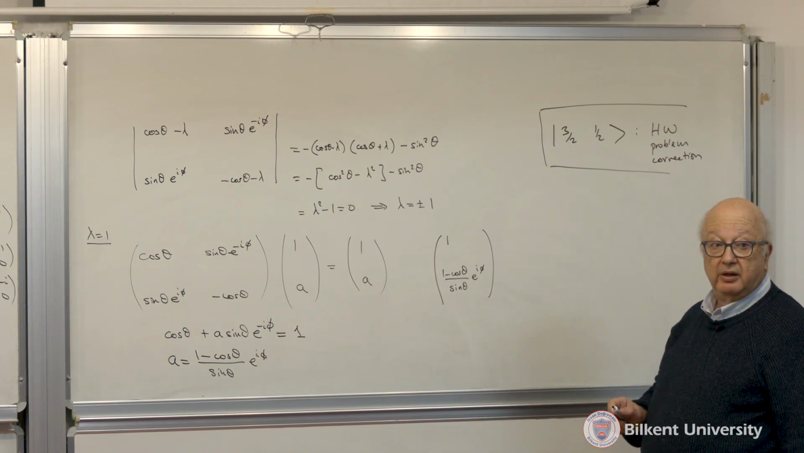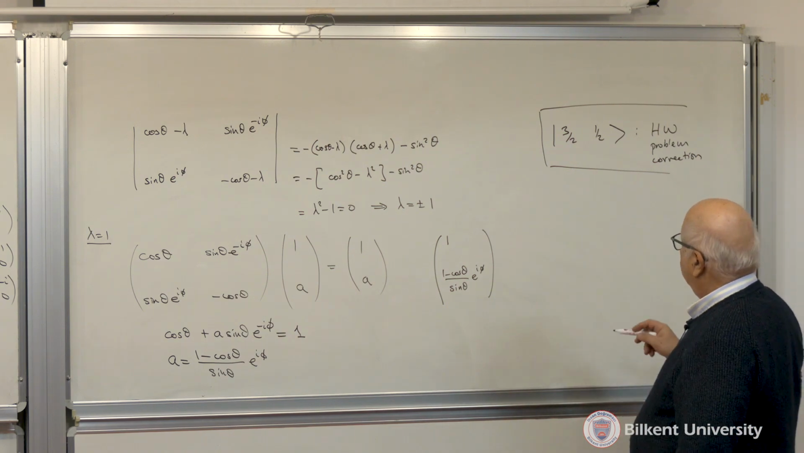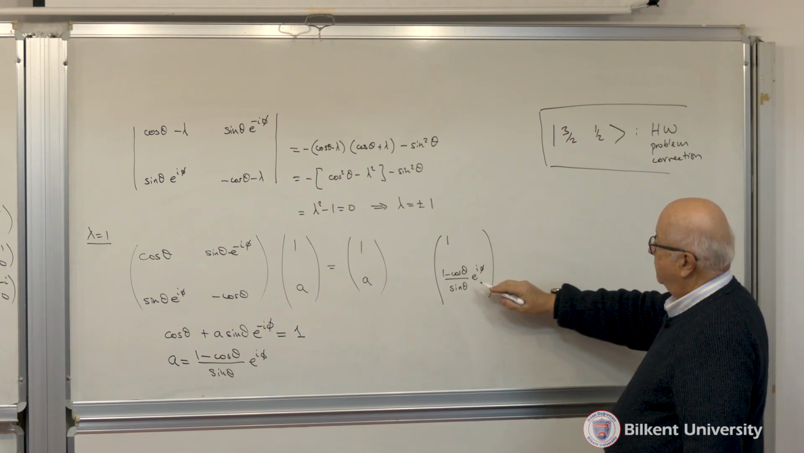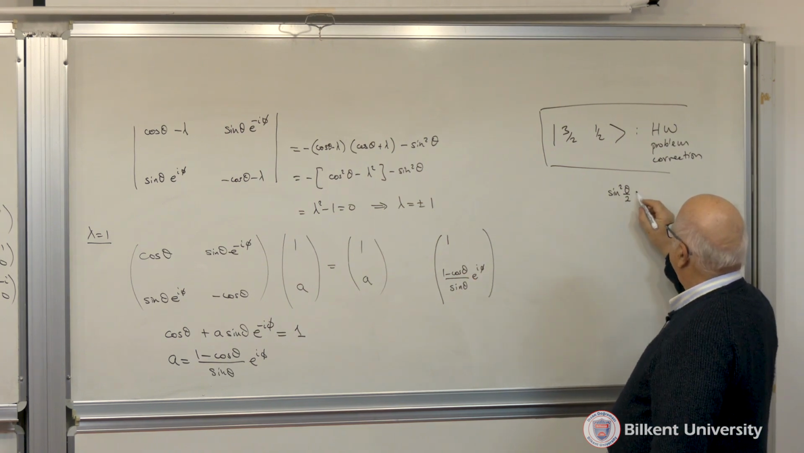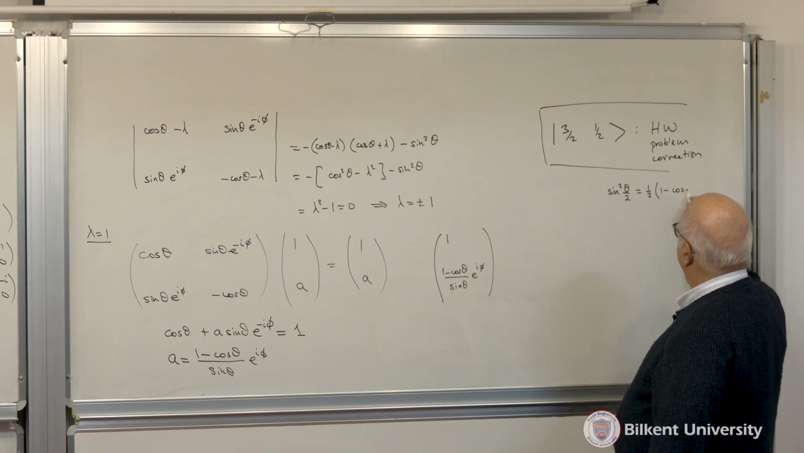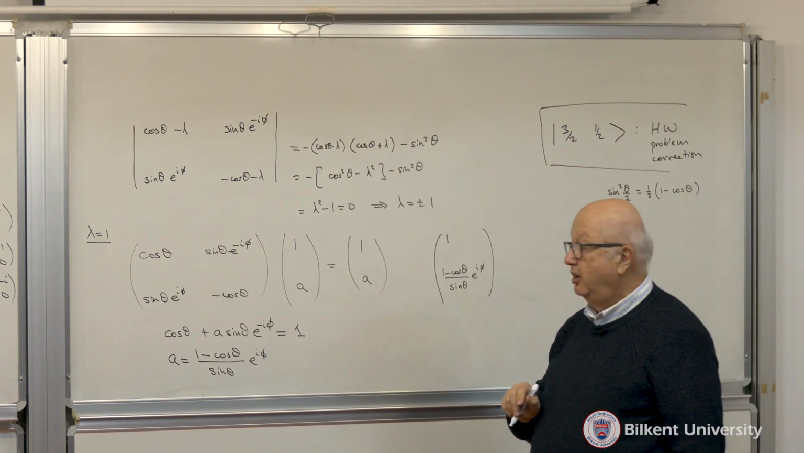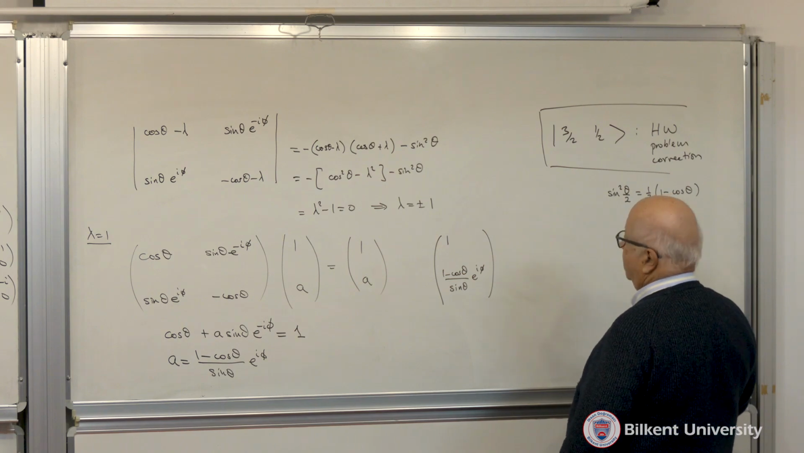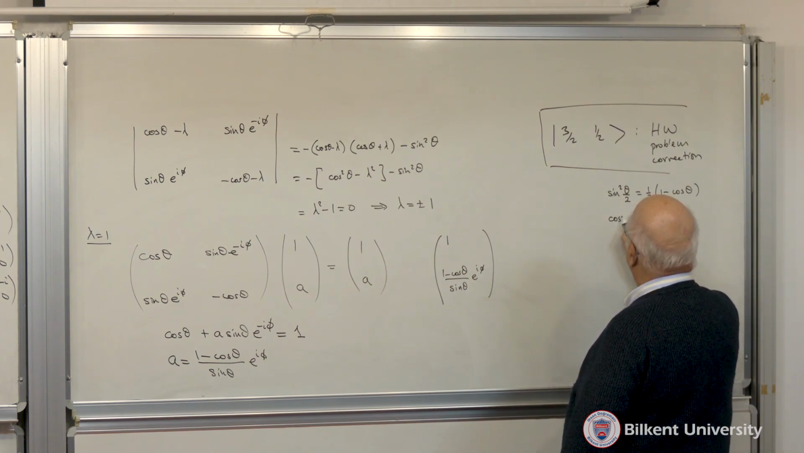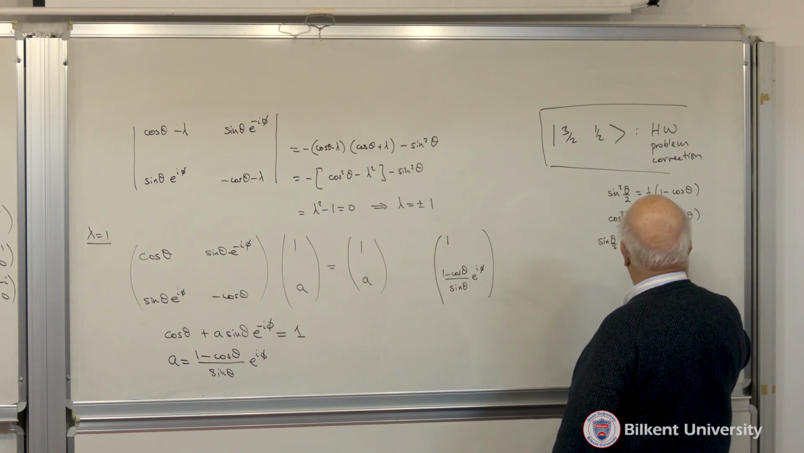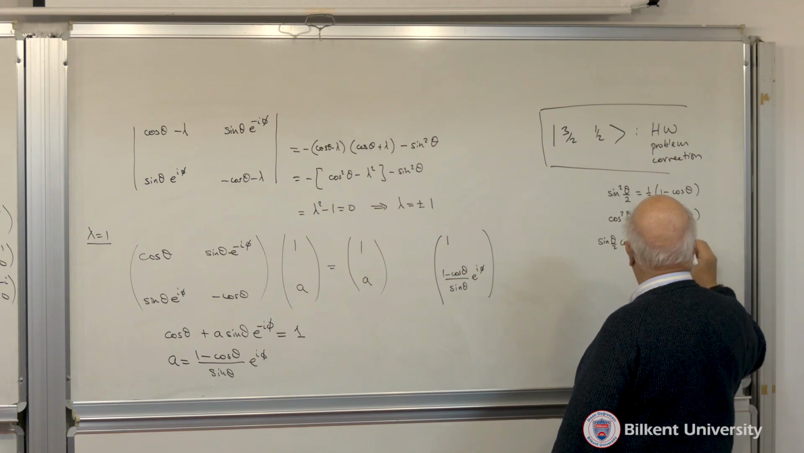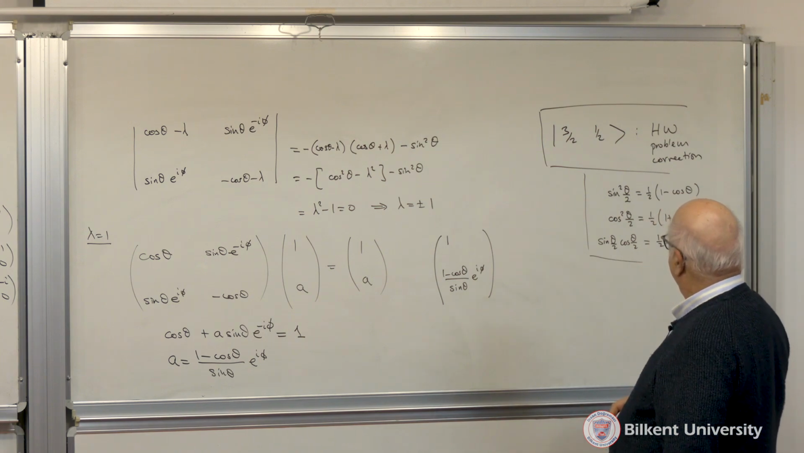Okay, so I need to normalize this, but I sort of see a pattern here. I can look at various terms. For example, sine squared theta over 2 is going to be 1 over 2 times (1 minus cosine theta), because I have to take twice the angle. I can also look at the cosine: cosine squared theta over 2 is 1 over 2 times (1 plus cosine theta). And sine theta over 2 times cosine theta over 2 gives me just 1 over 2 sine theta.